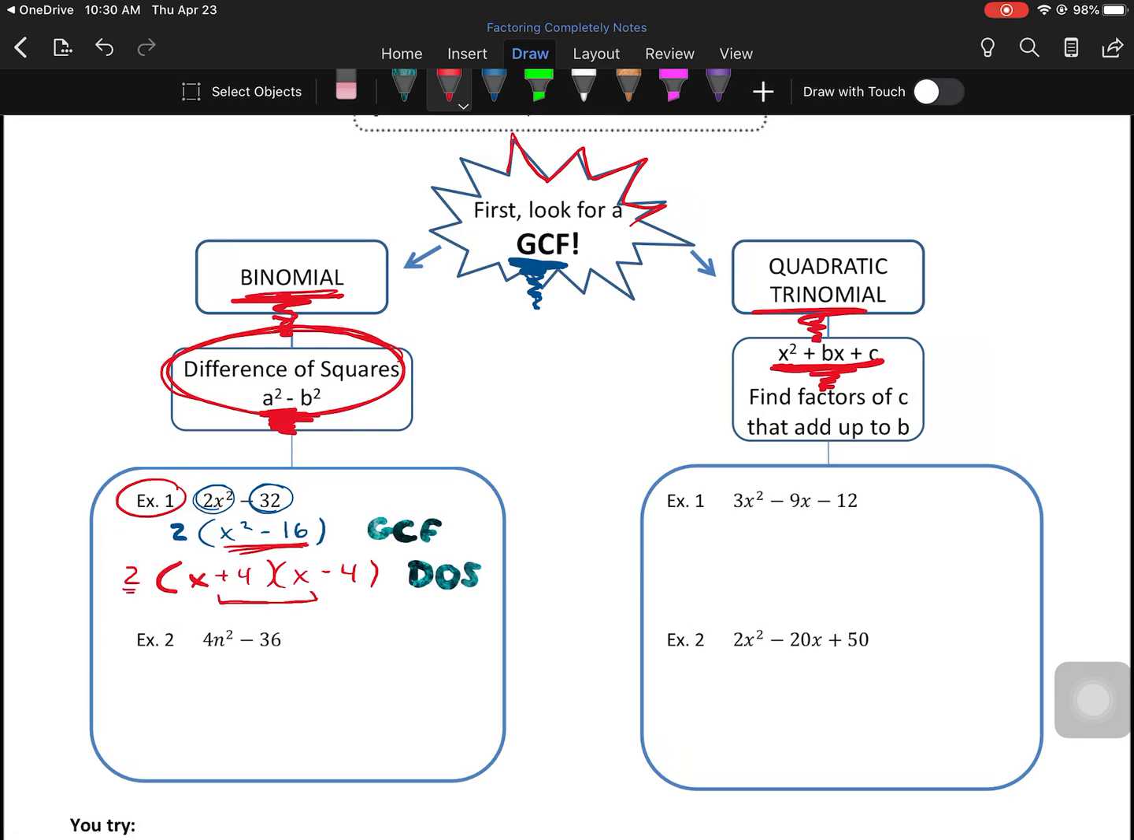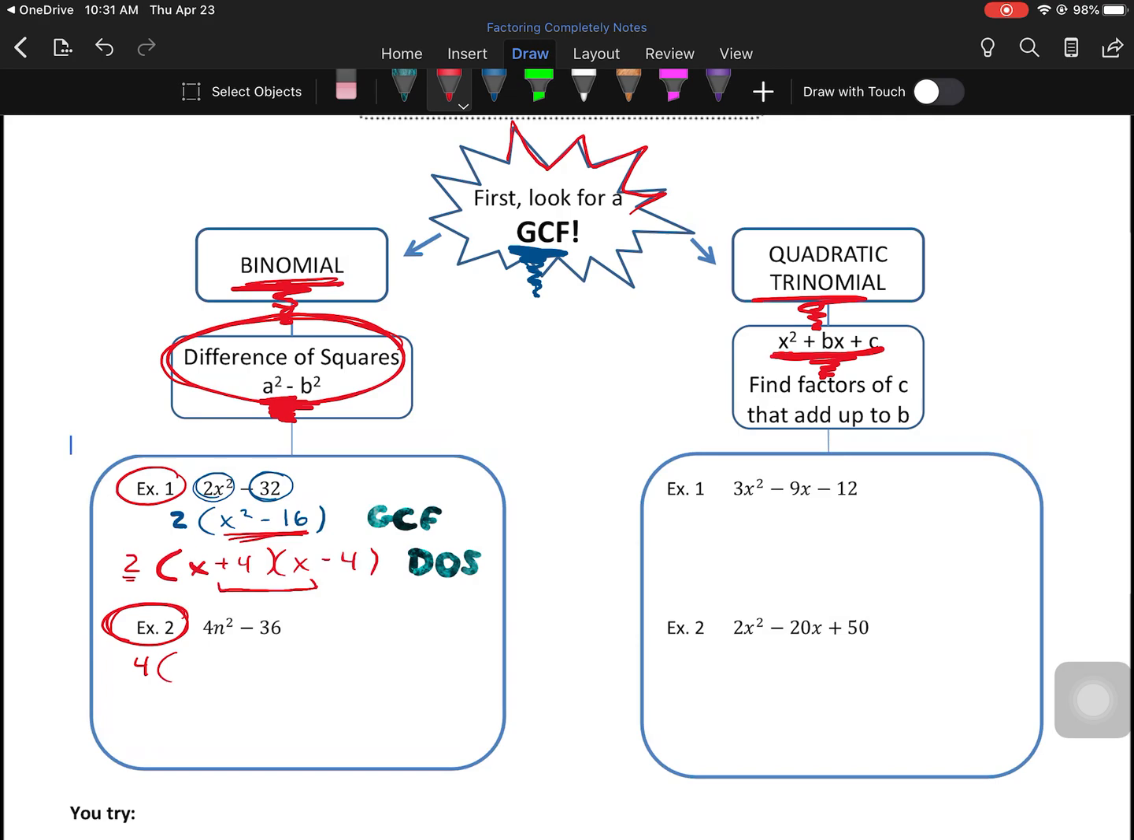Okay, for example 2, we're going to do the same thing. So I want to look at the GCF. What is the GCF of 4n squared and 36? Well, I think I could factor out a 2, but that's not the greatest common factor because there's a bigger number you could factor out. They're both divisible by 4. So I'm going to take out a 4 here, and when you divide the first term by 4, you get n squared. When you divide the second term by 4, you get 9.